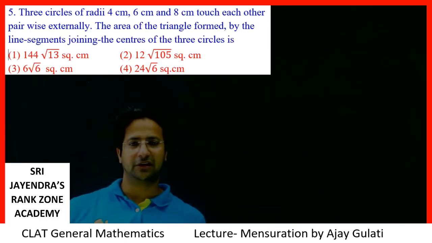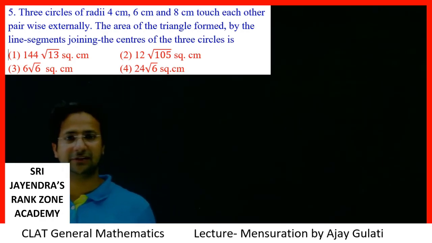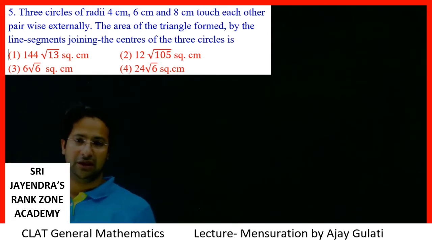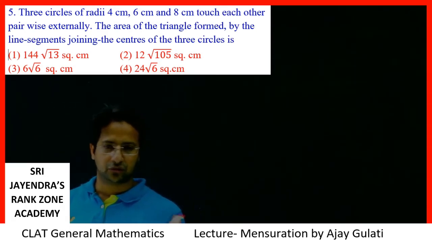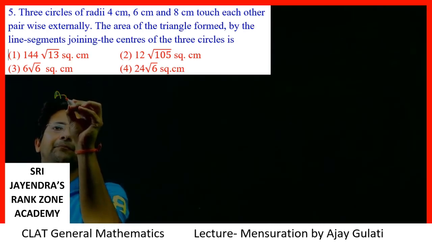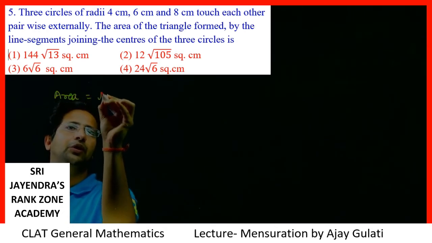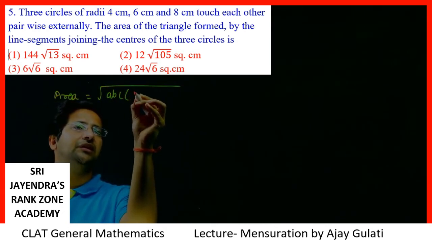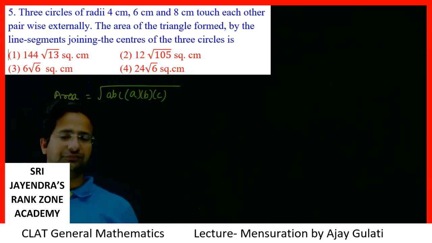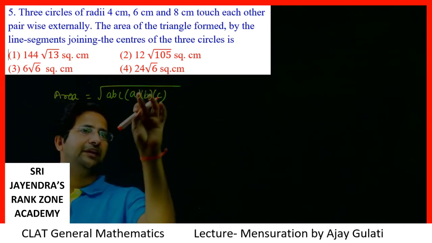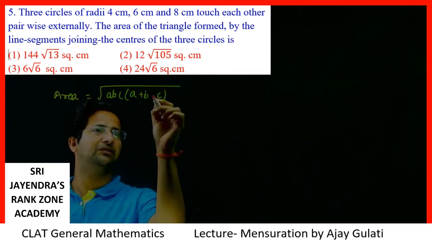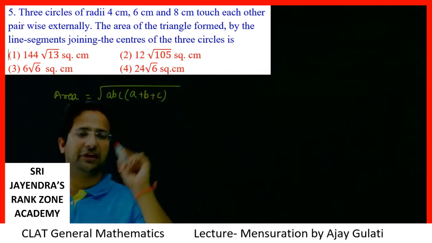Next question. 3 circles of radius 4, 6 and 8 cm touch each other pairwise externally. The area of the triangle formed by the line segments joining the centers of the circles is? So just now we read the formula. For such a question we have area equal to what? Root of A into B into C? Wrong. A plus B plus C. Last question we did the same formula, A plus B plus C.